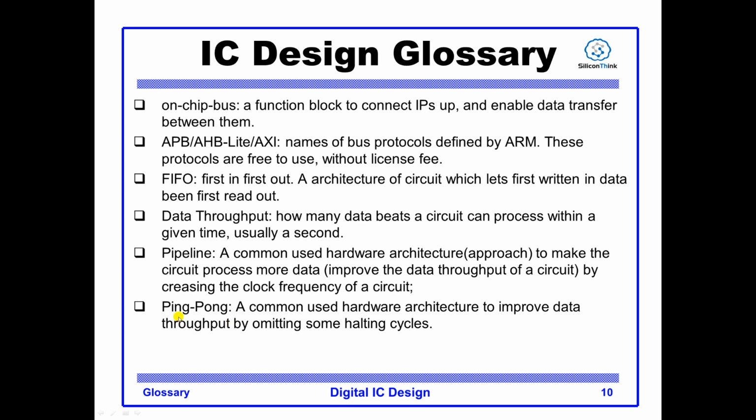For example, circuit A has to wait for 1 cycle after each working cycle, so the utilization of circuit A is 50%. But if you use a ping pong architecture, we can make the circuit work cycle by cycle, so the utilization of circuit B is 100%. So you can say the performance, or the data throughput, of circuit B is better than circuit A.